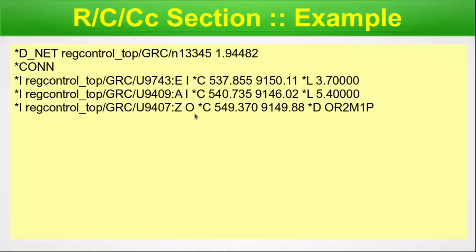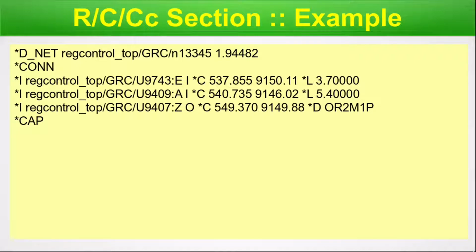The next field O means it is an output pin. Then *C denotes the next two fields are X and Y coordinates. This is the X coordinate and this is the Y coordinate. These are coordinates in the actual layout. The next field is *D. This gives the driving cell name of this pin as the next field. Here the driving cell name is OR2M1P. So this is the driving cell.